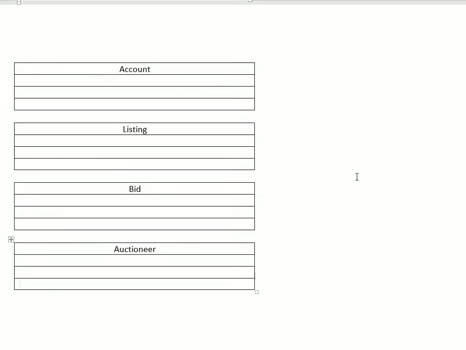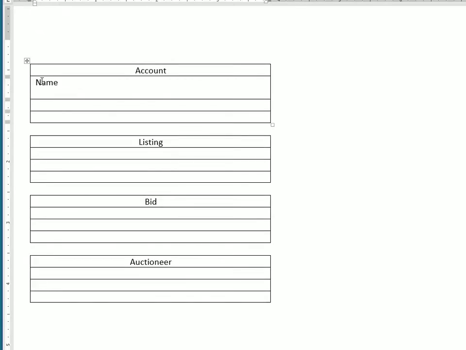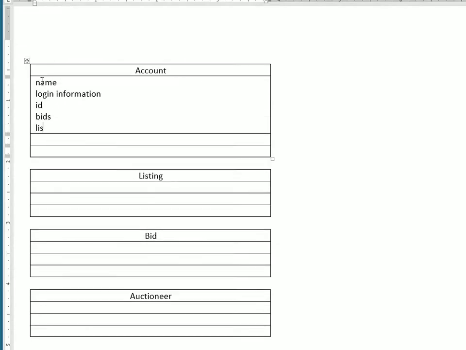Let's state what we think each of those objects is. The account would be information about the particular user, such as name, login information, maybe an ID. The account, because it can list auctions and bid on auctions, probably also has lists of bids and listings. So we have a class diagram of that, and we've roughed in the fields we think it will have.